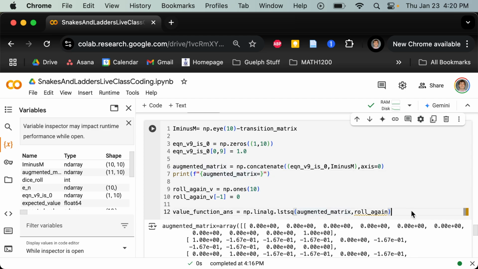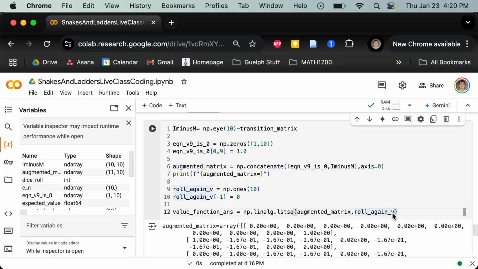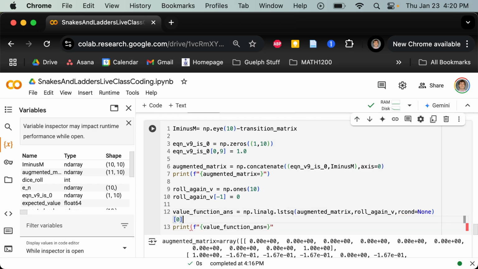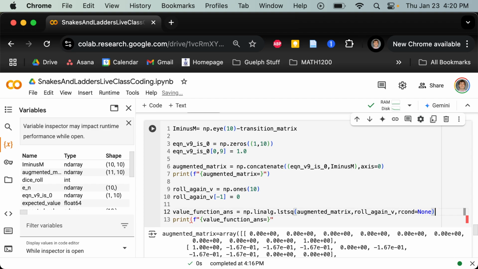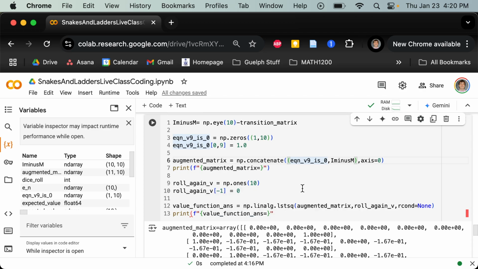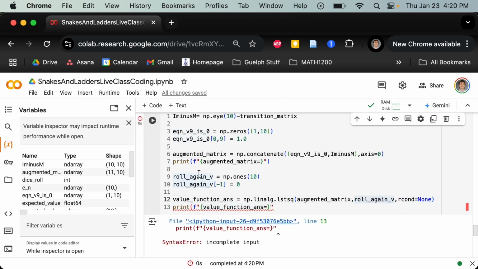Roll again v. Let's see, will it work? Sometimes you need this rcond equals None. That is telling the least squares not to be too upset about things. And let me not get the 0 entry yet. Okay, anyone have a prediction on what's going to happen when I hit run? I think it's not going to run because you need to augment v. That's right. If I try to run this, it'll complain and say this vector is the wrong size. Let's run it and see.